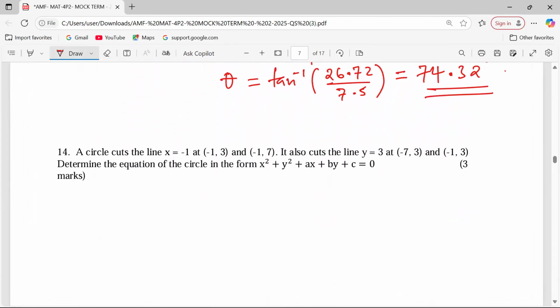Number 14. This is from the knowledge of circles. From the knowledge of circles, we should be able to work it out.